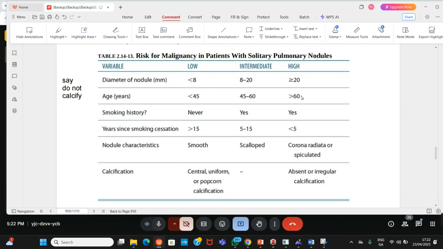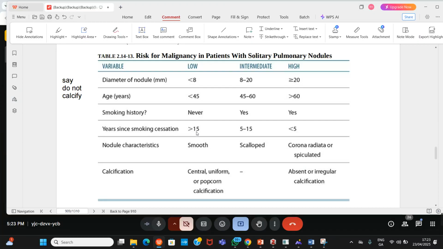Now, to know if this is a malignancy or not, you have to characterize what you are seeing on that CT with the clinical history that you have taken. So what are the things we are working with? So what is the diameter? That's number one. Is it less than 8 or more than 20? If it's 20 or more, that is high risk. If it's less than 8, that is low risk. More than 20, high. Less than 8, low. If it's in between, intermediate.